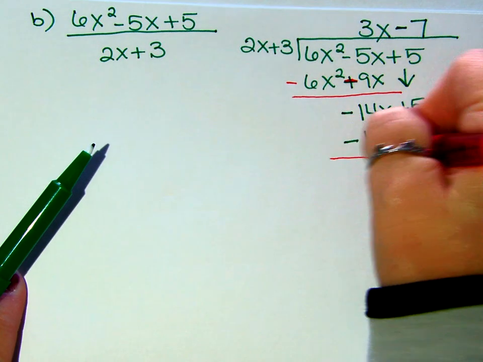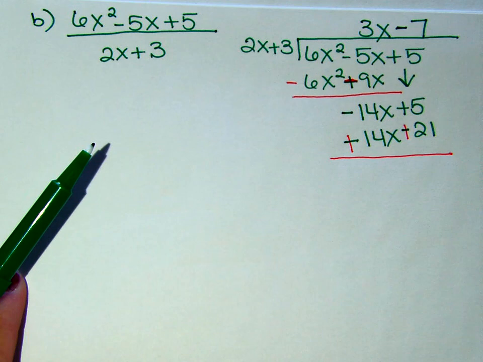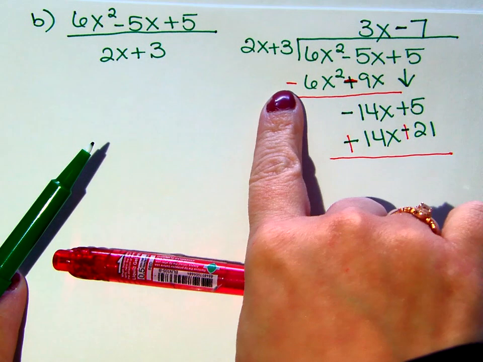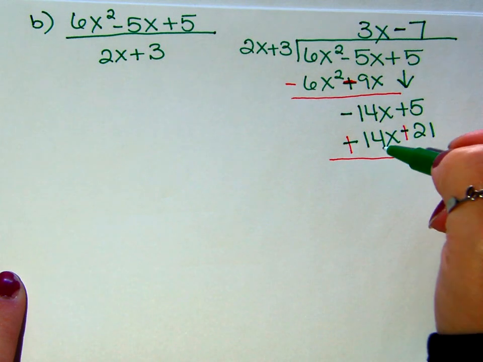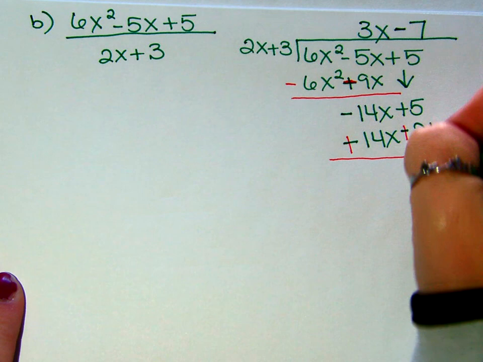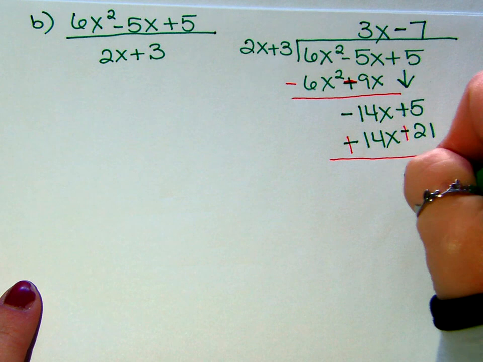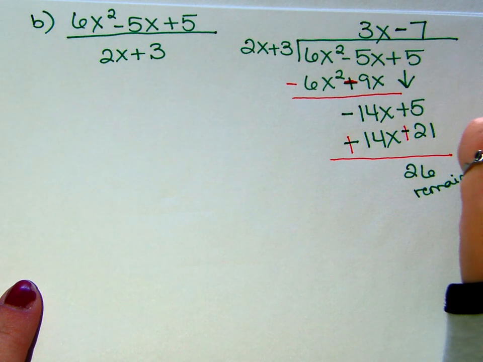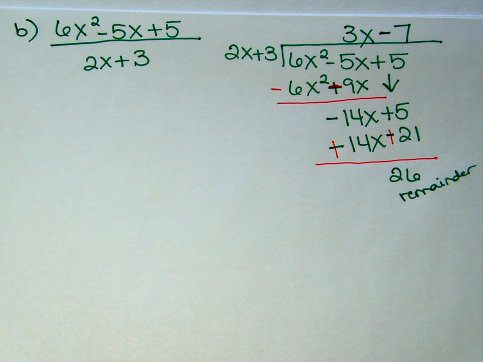Draw my line, and I change my signs. They were negative, so now they become positive. Before they were positive and they went negative. Negative 14x plus 14x, that goes away. But over here we have a 5 plus a 21, giving me a 26. And there's nothing else left for me to pull down, this is my remainder. And that's okay. Remainders can be single numbers, whole numbers. They can even have variables with them.